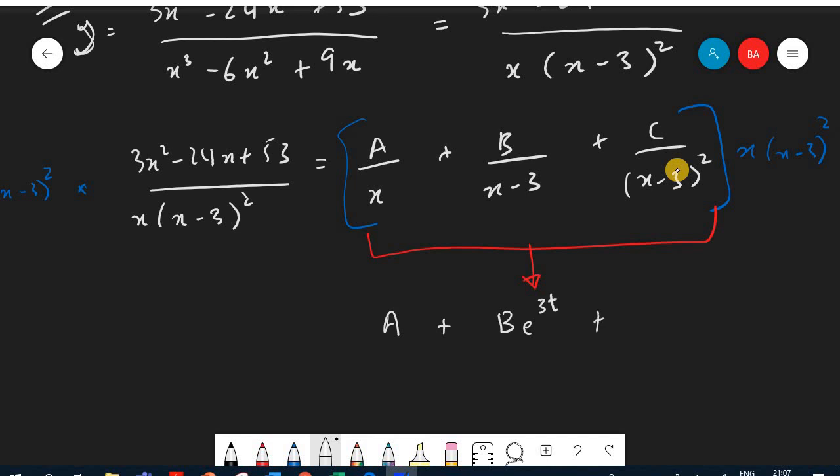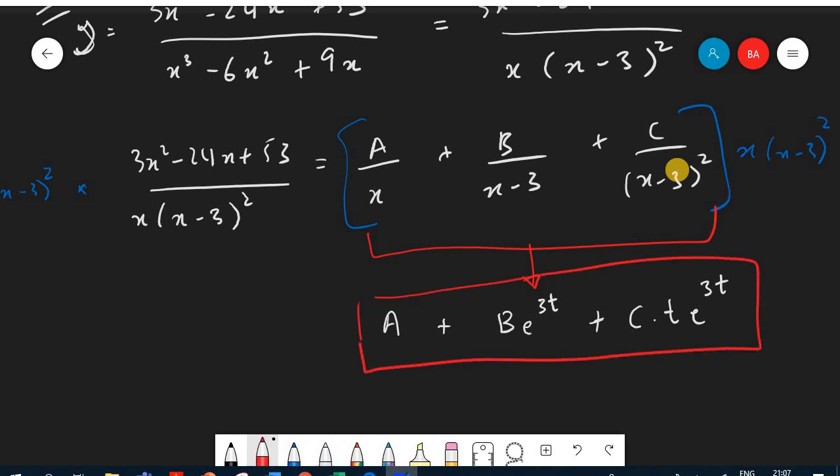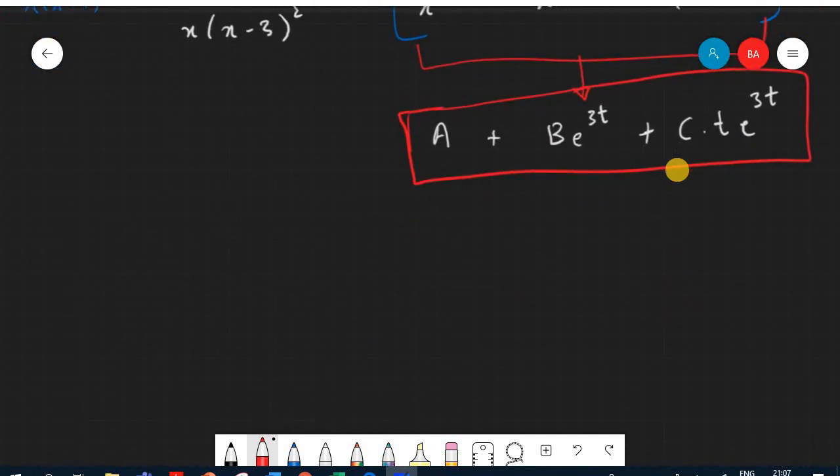I think you're getting used to it now. And this will be c t e to the power 3t. Okay, and that is my solution. So I got the solution here. I just need to find the values of a, b, and c. Great. So that was example 3.4.